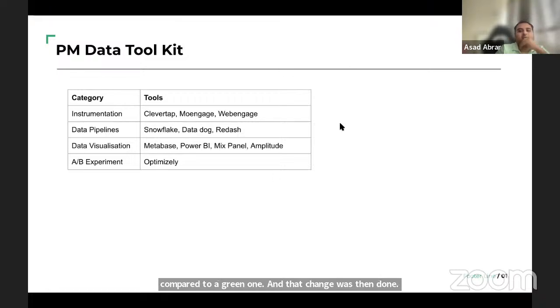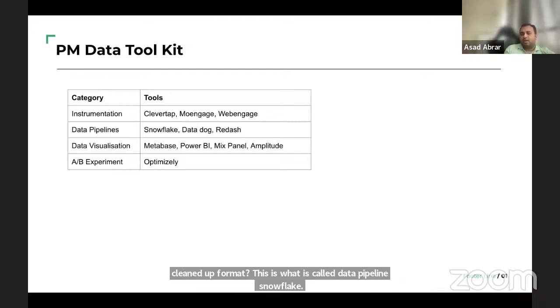Okay, I'll just quickly run through this PM data toolkit. It could be divided into four different types of tools for data. Instrumentation, which is typically your ability to measure or log metrics. For example, CleverTap, MoEngage, WebEngage. If a user clicks on a particular button, where is that getting logged in your database? That is what is called instrumentation. Then there are data pipelines, which means once that is logged, can you bring that to your database in a more cleaned up format? This is what is called data pipelines. Snowflake, Datadog, Redash are such tools that help you in this.